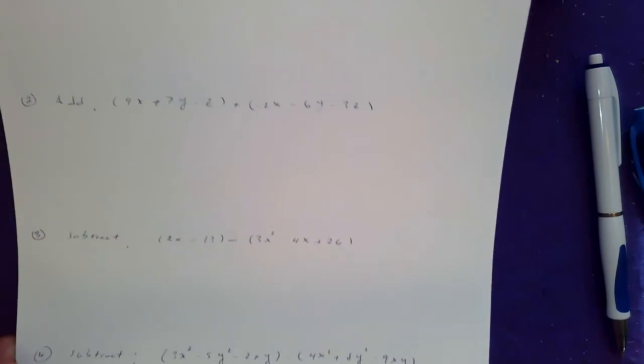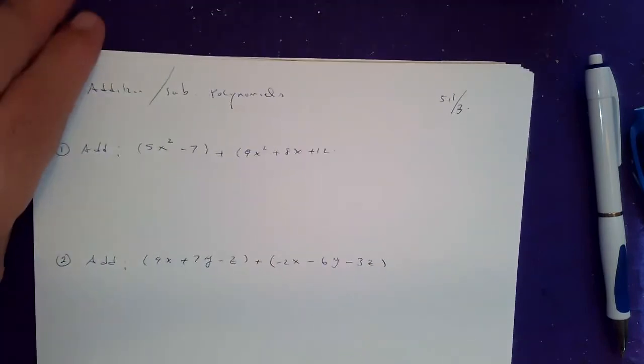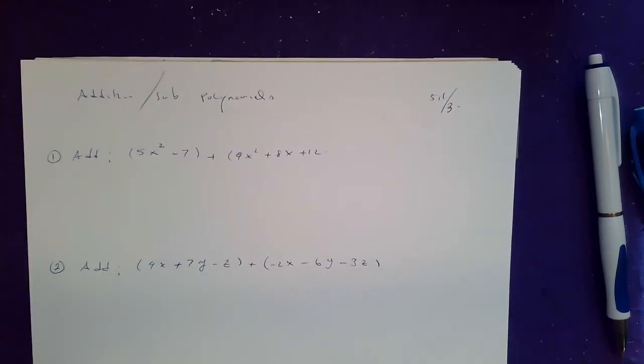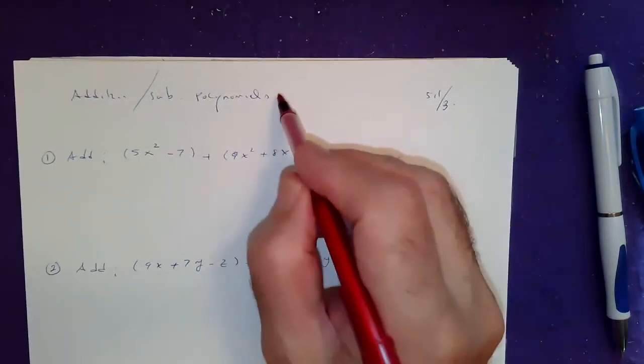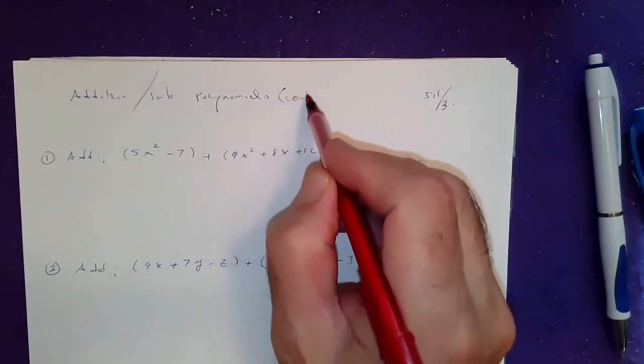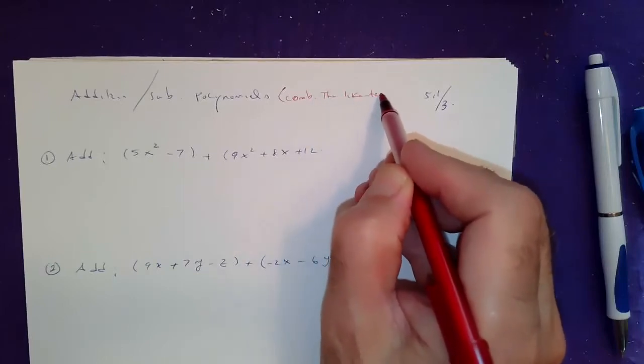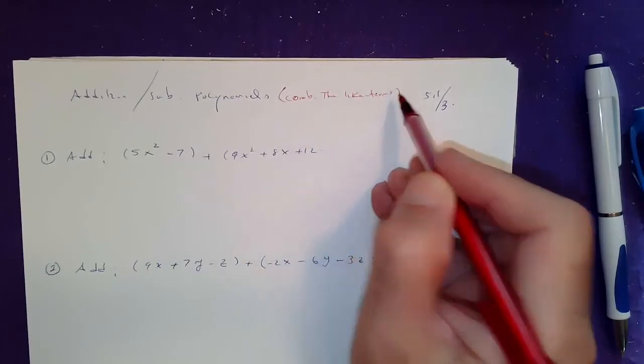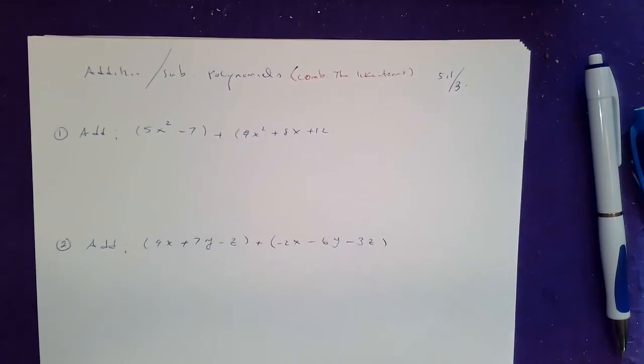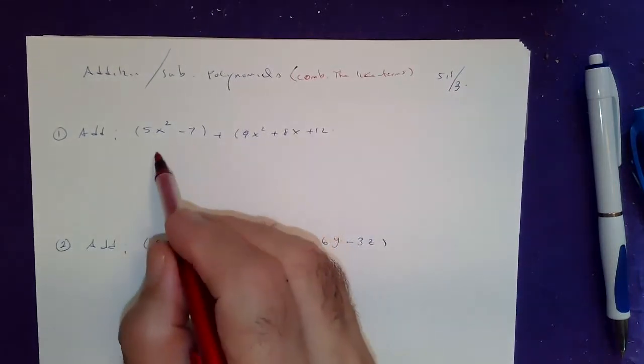So now, how do you add or subtract polynomials? Well, that's kind of like what? Combining the like terms, correct? Combining the like terms. So if you know how to combine like terms, then you know how to add and subtract polynomials.